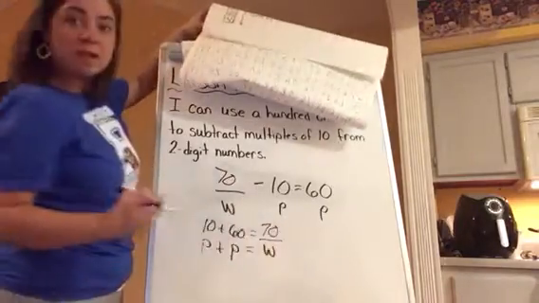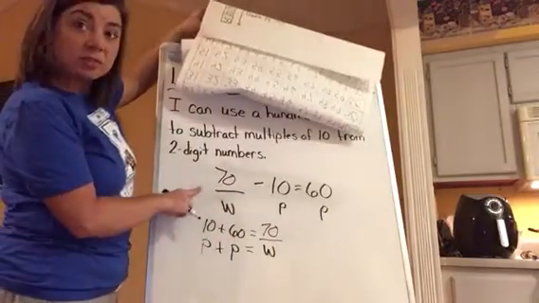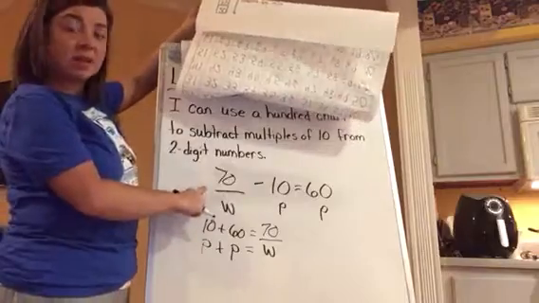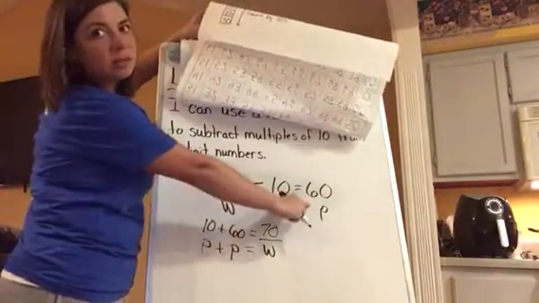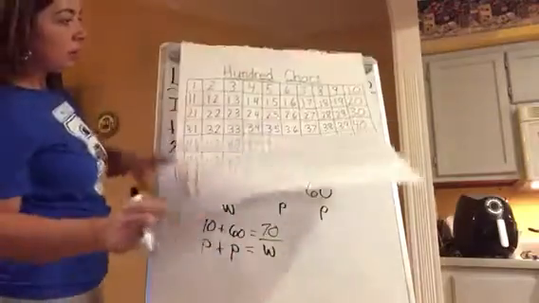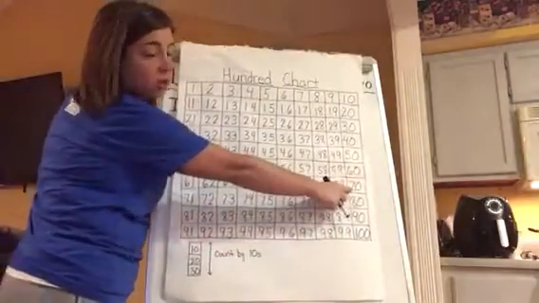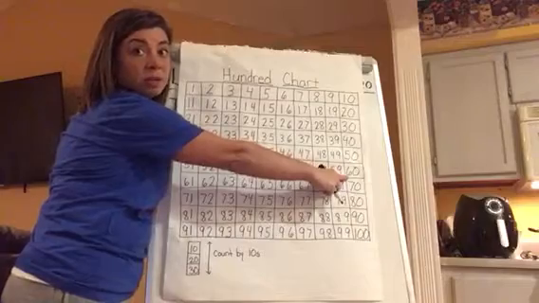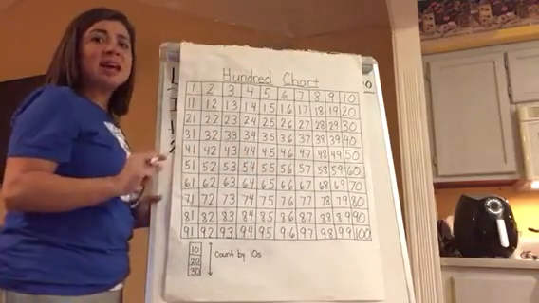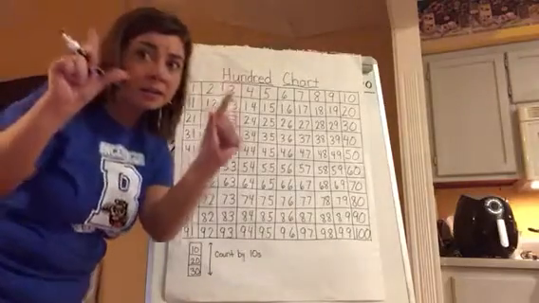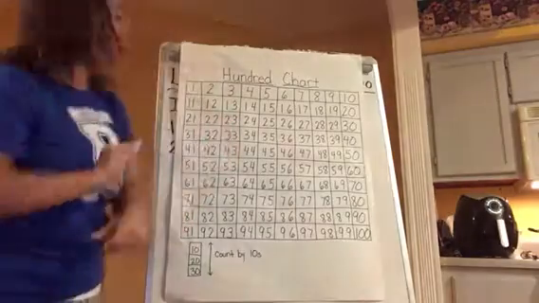So that means the missing number is 70. So to see if we're correct, we're going to go back to our 100 chart. We're going to start at 70. We're going to go up 1 ten and see if we land on 60. Are you ready? 70. Go up 1. Did we land on 60? Yes, we landed on 60. I think that deserves a flea clap. Are you ready? Yay!